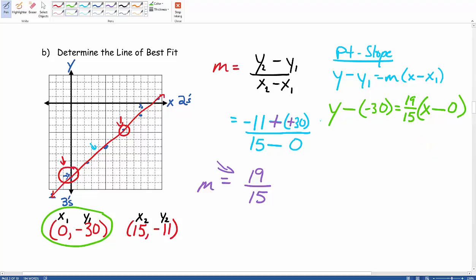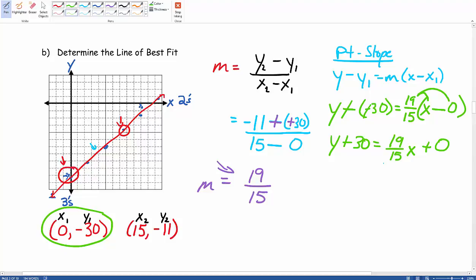Going ahead and cleaning things up, if we're subtracting a negative, really we are adding that. So we end up with y plus 30 on the left side equals, if we go ahead now and distribute on the right, 19 divided by 15 times x gives us 19 over 15 x. And then 19 over 15 times 0, when we distribute it there, anything times 0 is just 0. So really, we have plus 0 over here. Again, that's really why we chose this point. Anything that has a 0 works out kind of nicely.